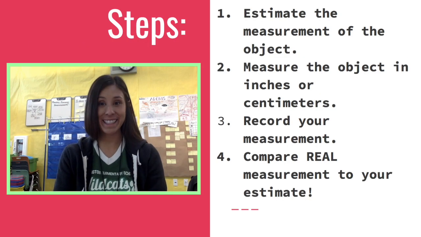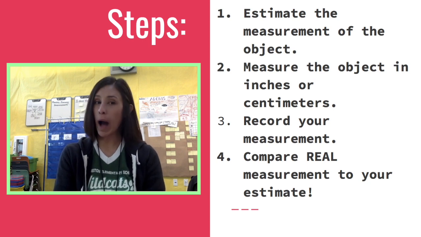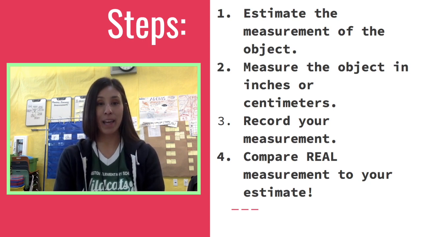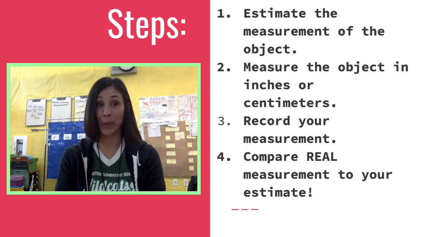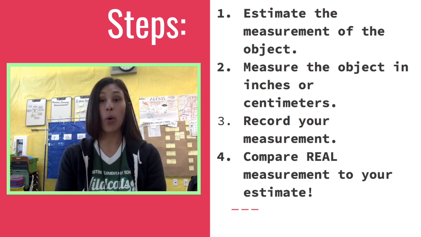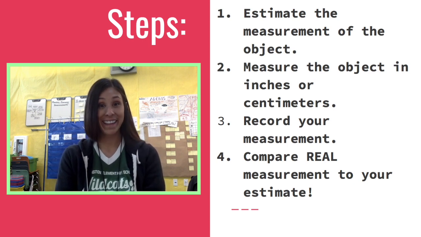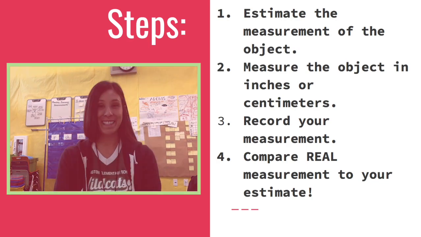To complete today's lesson, we need to follow these 4 really important steps. Step 1 is to estimate the measurement of the object. So that's where you take your reasonable and close guess. Step 2 is to measure the object in inches or centimeters. So you'll need an actual ruler to do step 2. Step 3 is to record your measurement. Step 4 is to compare your real measurement to your estimate.